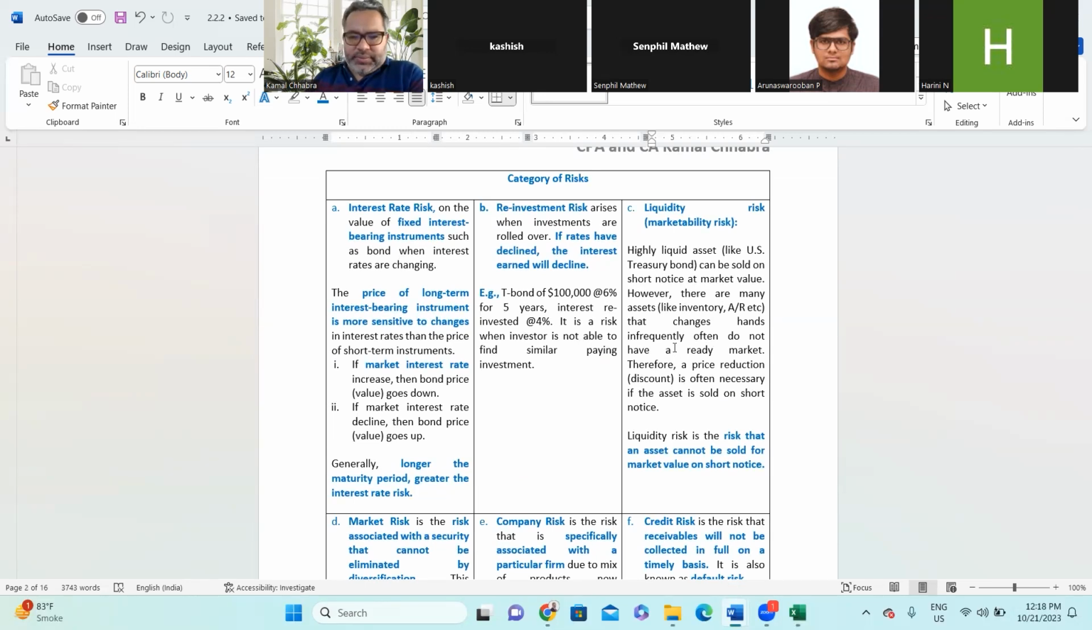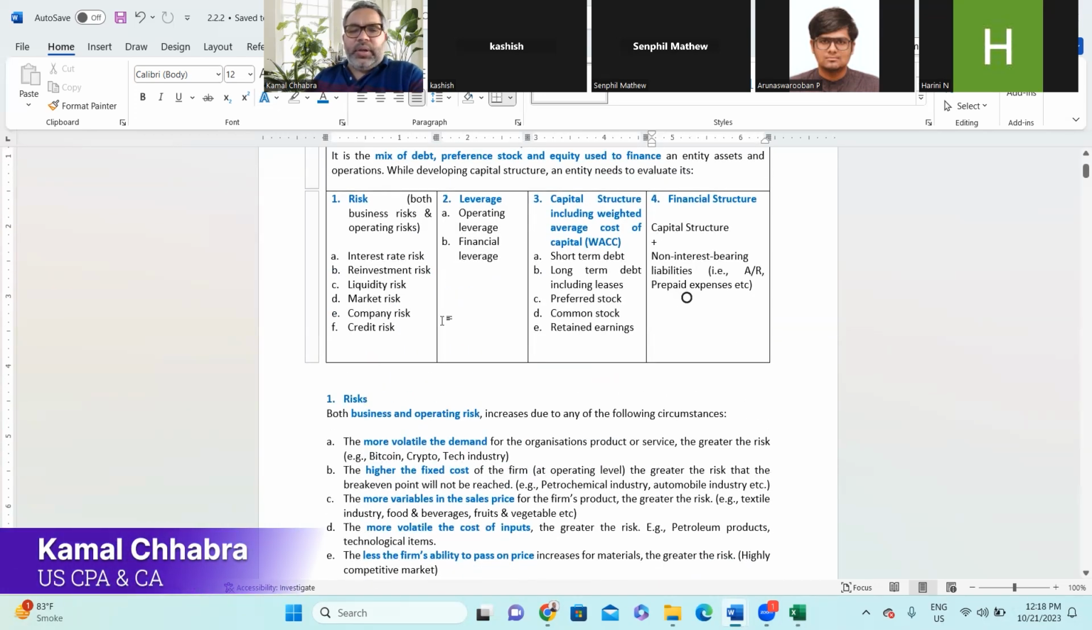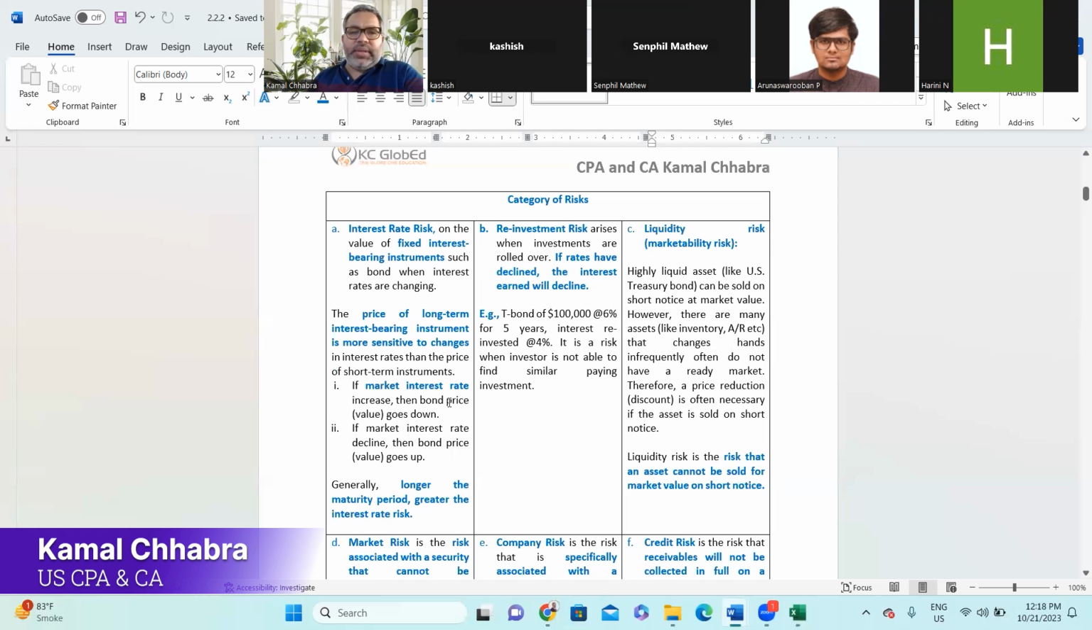So in the category of risk, right, if you remember, we discussed interest rate risk, reinvestment risk, liquidity risk, market risk, company risk, and credit risk. Now we'll be understanding one by one in detail. The first one is interest rate risk, right? So interest rate risk is basically the possibility of change in interest rate, right? If you have money in hand, you have given it to the bank for a deposit, right? So today you might be earning a better interest rate, but tomorrow it may be possible that the interest rate on the deposit may go down, right?